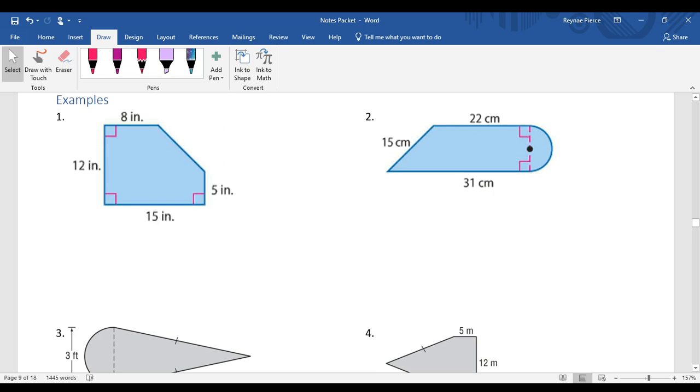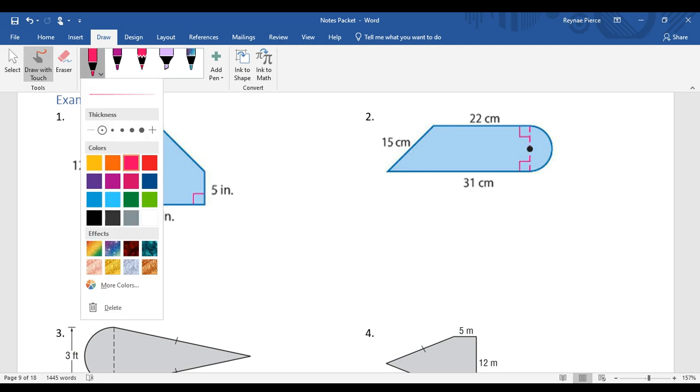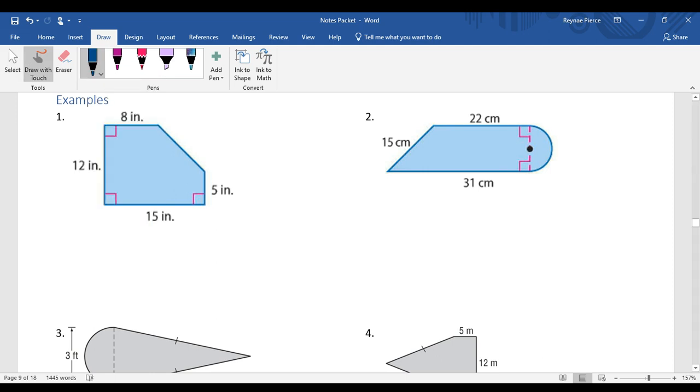Example 1 here, we do have a pentagon, but it's not a regular pentagon. So what I see is that if I put a line in right here, I have a trapezoid on the top and then a rectangle on the bottom. Now 5 inches goes here, which means that up here is just 7 inches. So I'm going to ignore this 12.